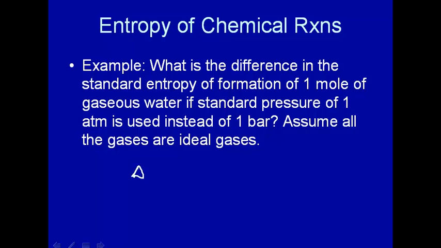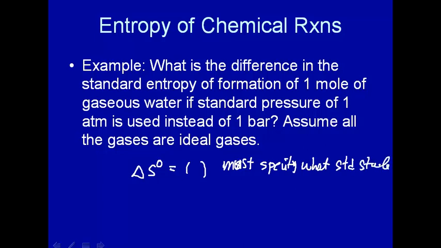So for example, if you say that delta S0 is some number, that doesn't mean anything unless you specify what the standard state is. So you must specify what standard state is, because this is meaningless unless you say what the standard state is. If you have a different standard state, you'll get a different entropy for the reaction.